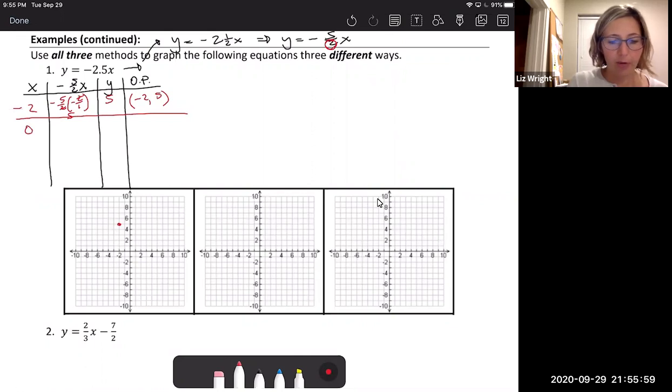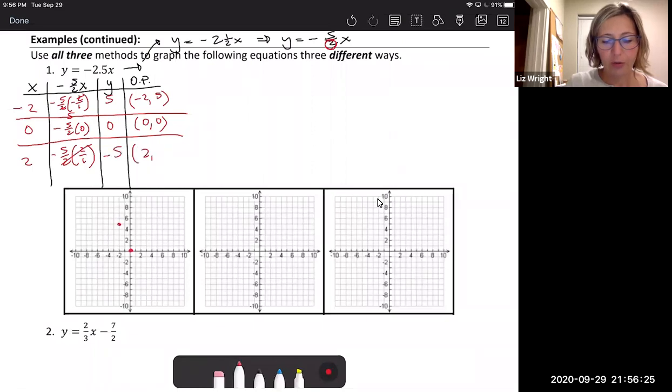So I'm going to pick 0 to plug into my equation so then I can go graph it. And so then I'm going to get -5/2 times 0. And guess what? 0 times any number is going to give us back 0. So then I'm going to have a point at the origin. And then I'm going to do a +2. So then I'm going to have -5/2 times 2/1. Those are going to cancel out. I'm going to end up with a -5. And so I'm going to get 2, -5. So 2 and then -5 for that. And then use your straight edge and draw your line.